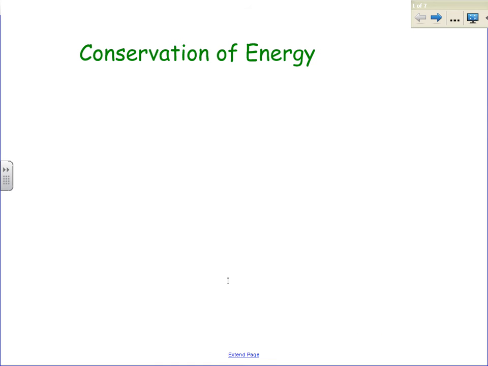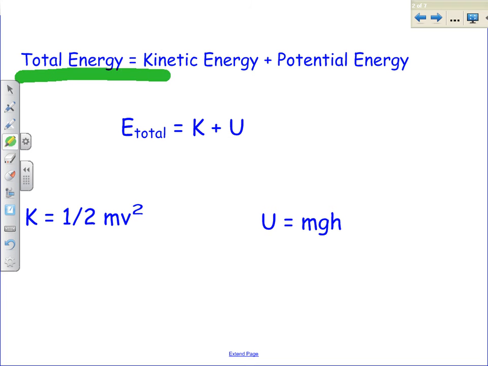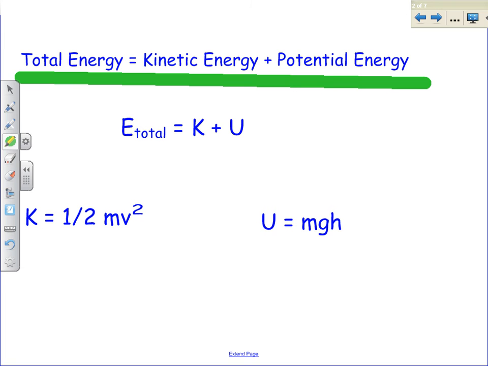Let's look at conservation of energy, and this is in Chapter 10 of your textbook, Glencoe Physics. With conservation of energy, our total energy is equal to the kinetic energy plus the potential energy. So to use variables, our E total is equal to kinetic plus potential energy.